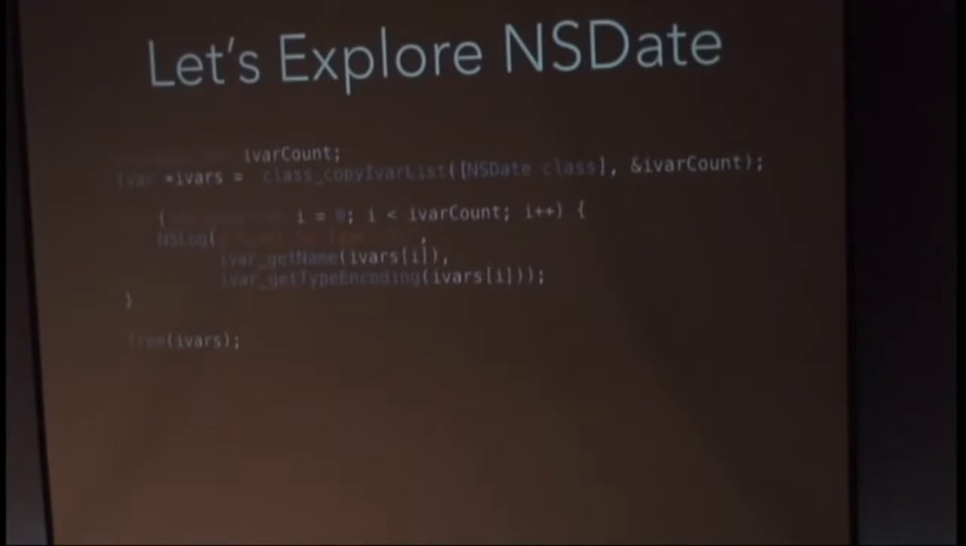So you go through with the Objective-C runtime, and you're like, all right, I'm going to get all of the instance variables of NSDate. I'm going to see how it's built. It's pretty trivial code to just iterate through them. And you go to it, and you get nothing. Nothing comes out. And you're like, what the heck? How does all this stuff happen if NSDate doesn't have anything in it?